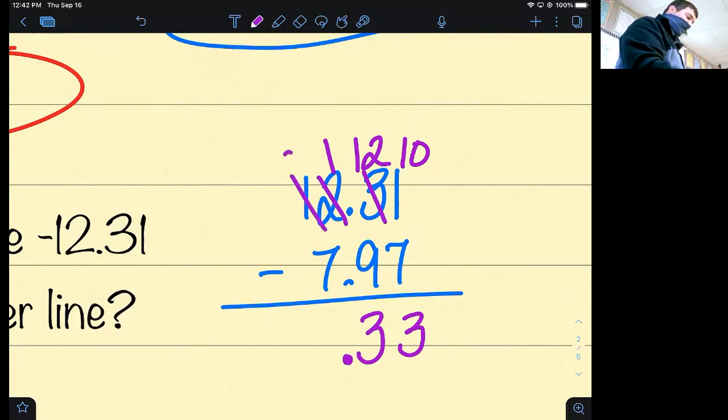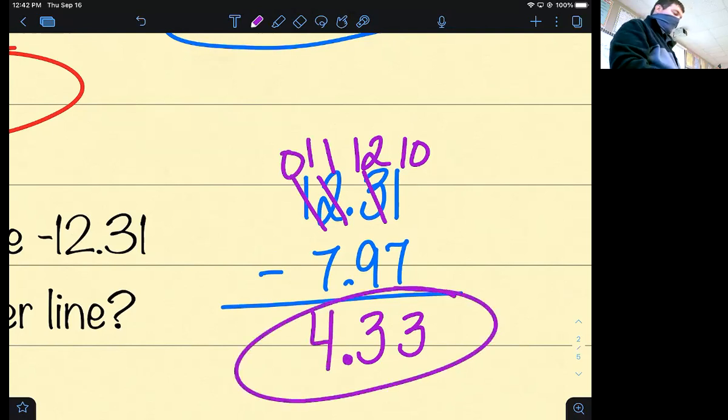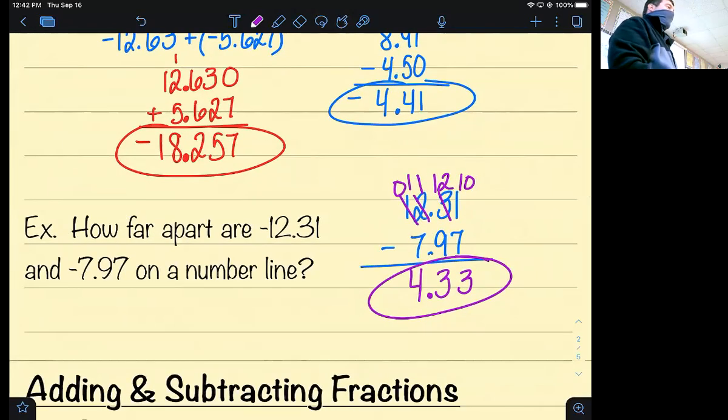Joe, I borrow from the 1 and make this 11 minus 7. What's that? 4. And I get 4.33. Those two numbers are only 4.33 units apart.